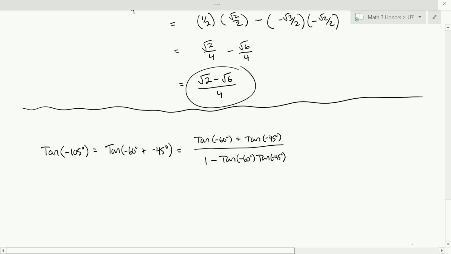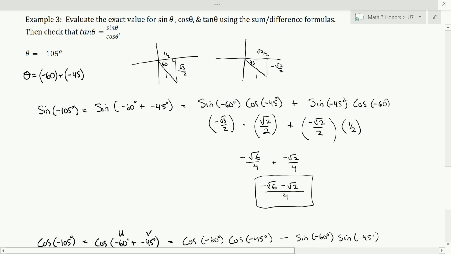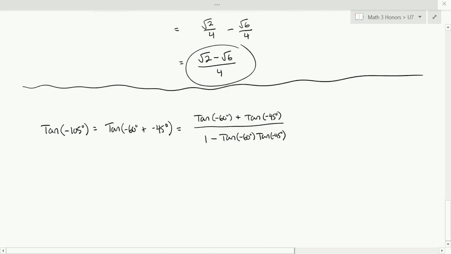So we already found the tangent of negative, or no, we didn't find the tangent of negative 60. We've got to find that. We can go back to our picture. But tangent is sine over cosine, so the tangent would be negative root 3 over 2 divided by 1/2. So what's the tangent of negative 60 going to be? Negative root 3. And then tangent of 45 is 1, so tangent of negative 45 is going to end up being negative 1. Those are the values we're going to use.